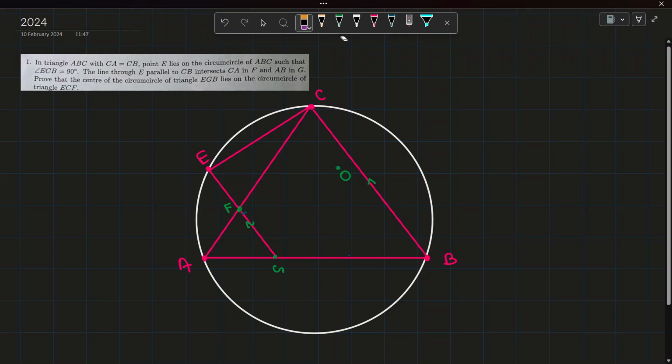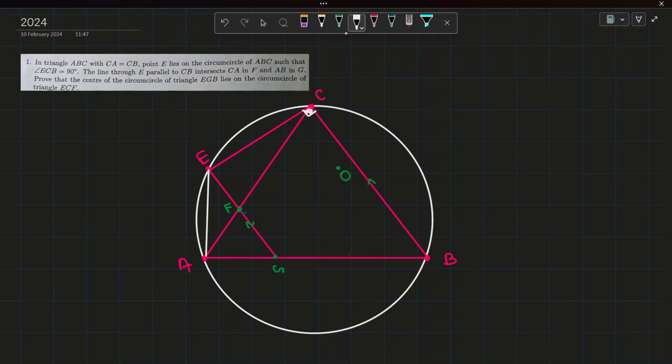To begin with, I want to make a few observations. Notice that we are given that this particular angle is 90 degrees. And now if we join A with E, then this particular angle will also become 90 degrees because of course BE will become the diameter of the circle, and thus angle EAB, which is this white angle here, becomes 90 degrees.